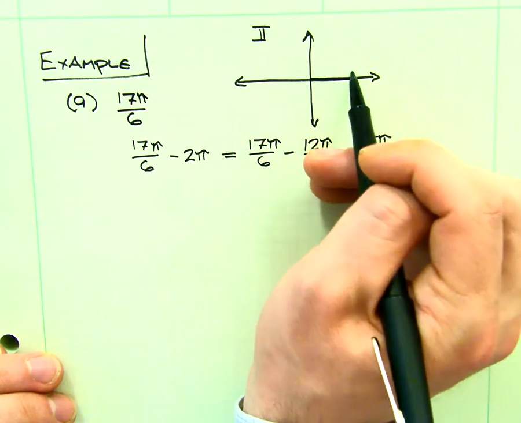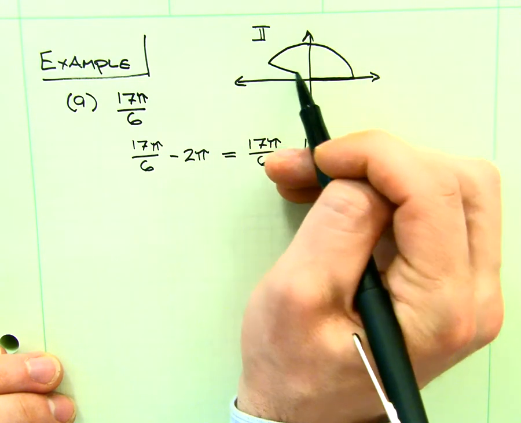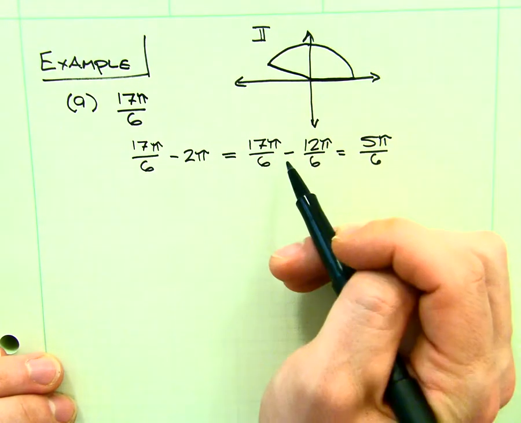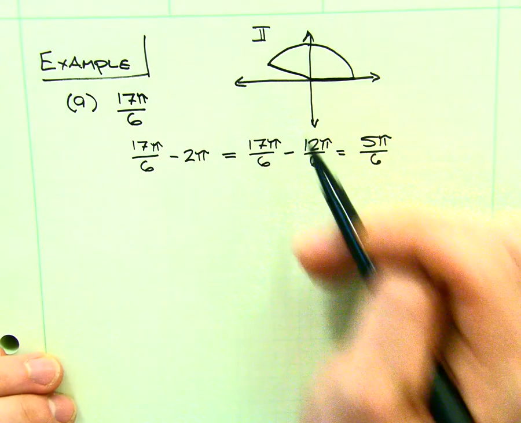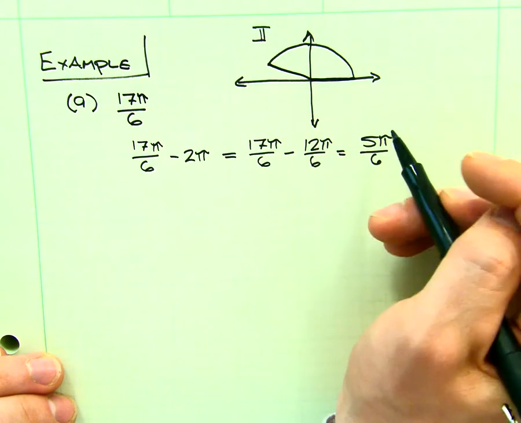And so I'm going to go all the way up to pi over 2, and then I'm going to go over here, and it's going to stop right there. So basically I'm just pi over 6 shy of being at pi, which is right there. Okay, so that's going to be 5 pi over 6.